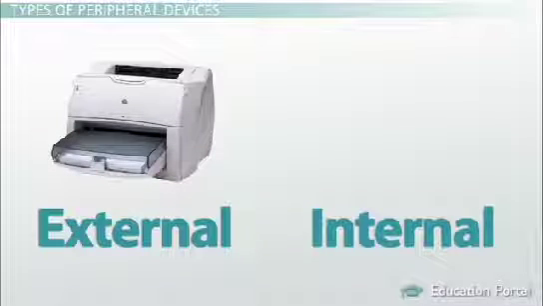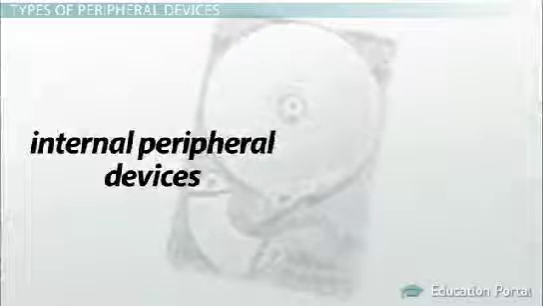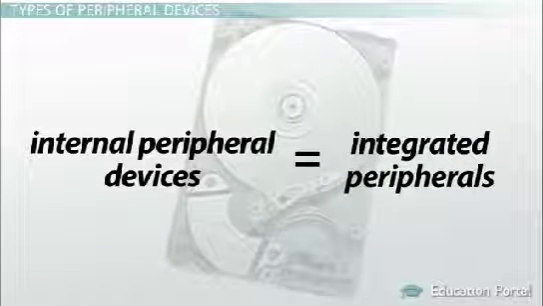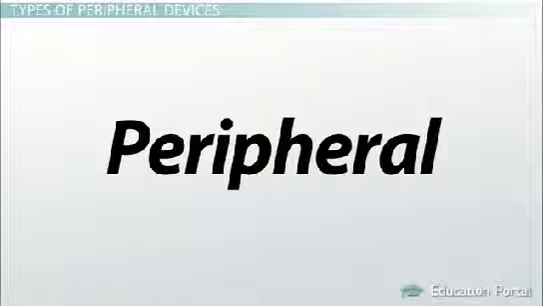Peripheral devices can be external or internal. For example, a printer is an external device that you connect using a cable, while an optical disk drive is typically located inside the computer case. Internal peripheral devices are also referred to as integrated peripherals. When most people refer to peripherals, they typically mean external ones. The concept of what exactly is peripheral is therefore somewhat fluid.